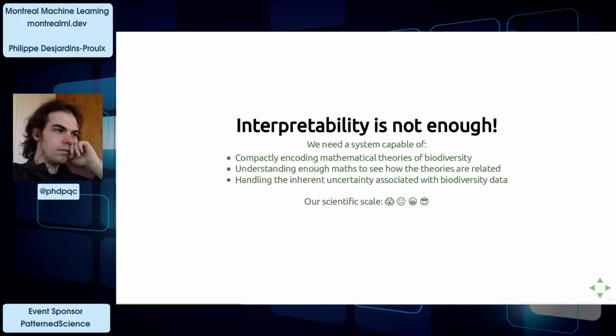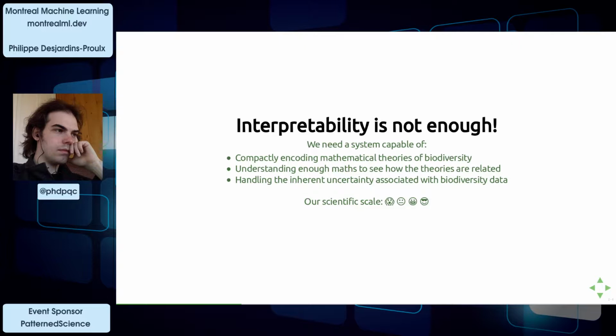And for this particular problem, it's not enough to be able to interpret a model. We need at least three things. We want to be able to compactly encode our mathematical theories for biodiversity. I say compactly because you can approximate pretty much every function with lots of things, including neural networks. But what we want is the actual formula, not a giant matrix of parameters that will approximate the formula.